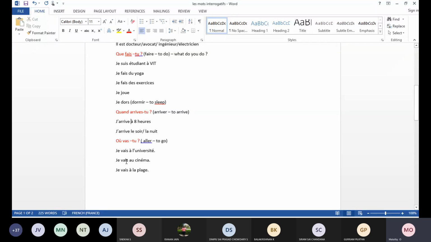Remember the usage of au, à la, right? The contracted articles, les articles contractés, we have done, and we have given already an exam with that content. So you can answer as per the requirement. And the verb used is aller, which is to go.